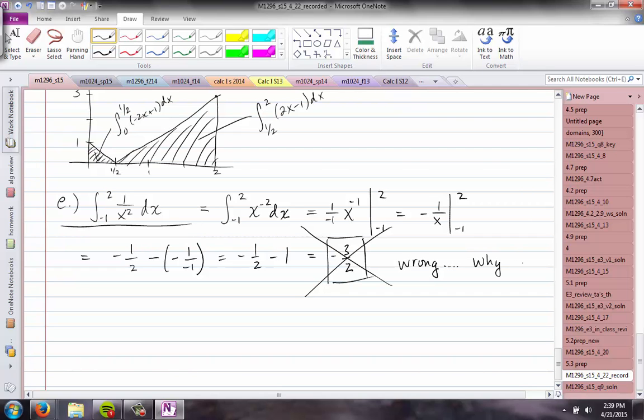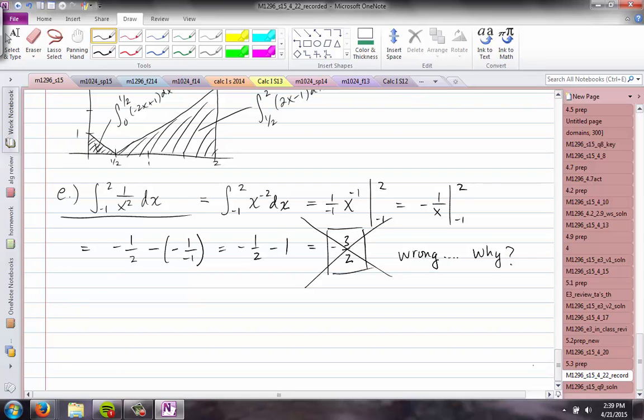Well, let's draw a picture of what's going on. This actually is a function that we should be able to draw. What this function looks like is something like that. And we're looking at the interval of -1 to 2. And so what we're trying to do here is find this area.